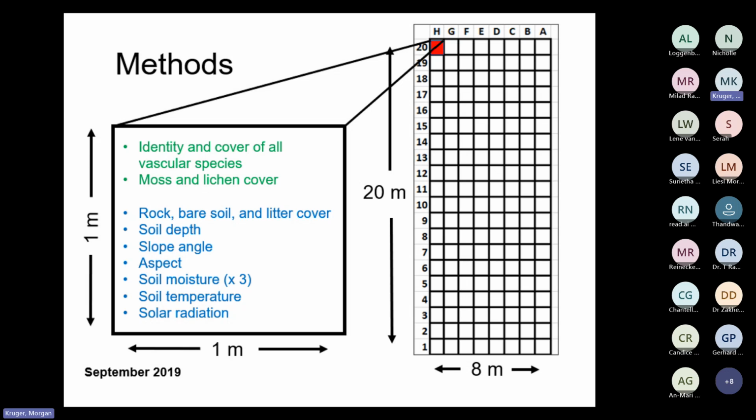And within each of these grids, we had the 1-meter squared quadrants that we used. Just to give you a brief overview of what we did, we basically identified and estimated the cover for all vascular plant species, lichens and mosses. And we measured several abiotic variables, which I give in blue on the slide, from each of those cells.